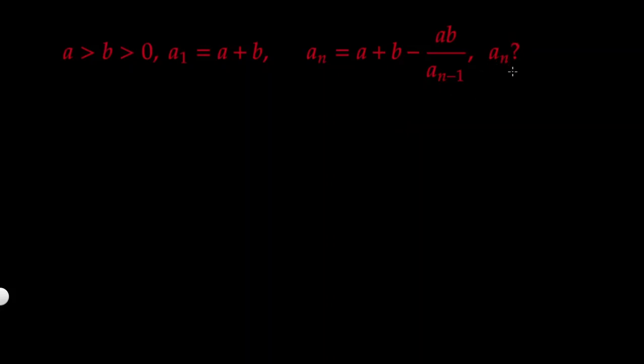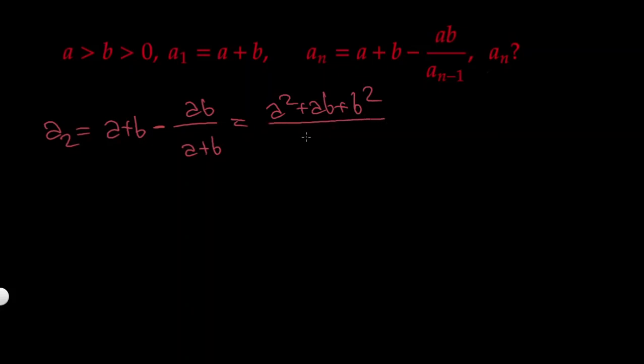We will basically write the first few terms and try to spot a pattern. I already have a1. Let's write what a2 is. Putting n equal to 2, a2 is a plus b minus ab over a1, since a_{n-1} is just a1, which is a plus b. If I expand this, it's a squared plus b squared plus 2ab minus ab, which is just a squared plus ab plus b squared, over a plus b.